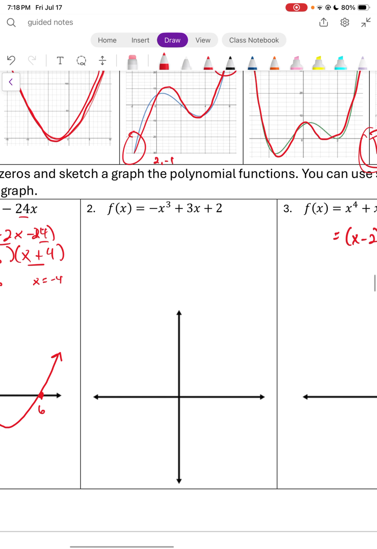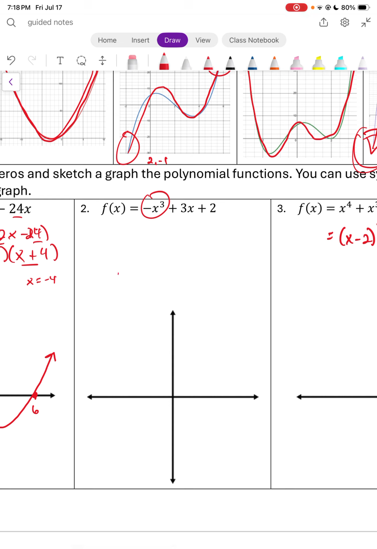Now here we have a negative x to the third graph. So instead of up, down, up, this thing's going to flip over and actually come down, up, down. Okay? So first thing we're going to do, again, let's factor. I'm going to factor that negative 1 out. So we have negative x to the third minus 3x minus 2. So now what we've got to do is use some synthetic division to actually figure out what these zeros are.